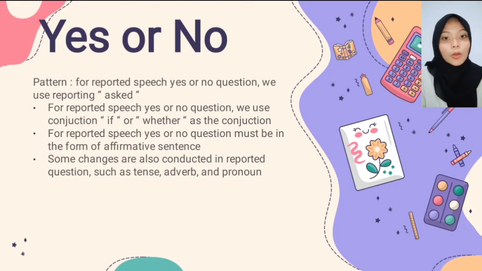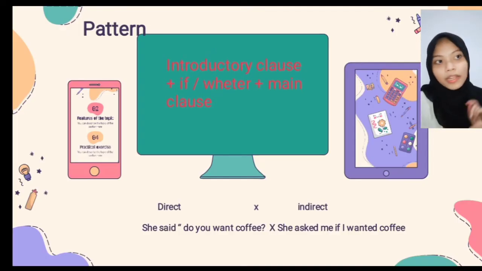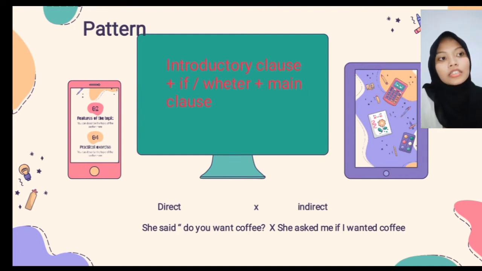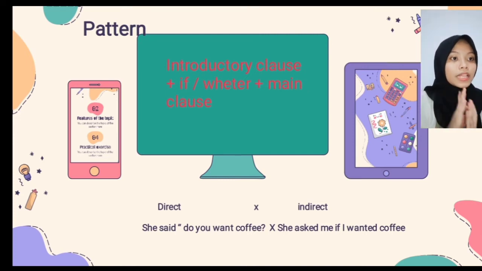For reported speech yes or no questions, we use the conjunction if or whether. The sentence after the conjunction must be in the form of an affirmative sentence. Some changes are also made in reported questions, such as tense, adverb, and pronoun. And next, the pattern for reported speech yes or no question: introductory clause plus if or whether as conjunction plus main clause.